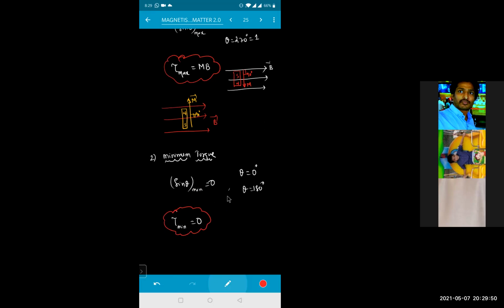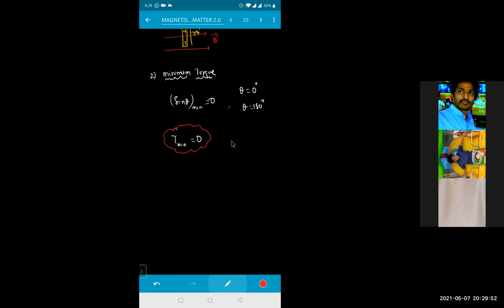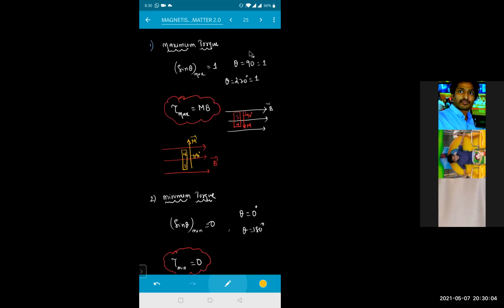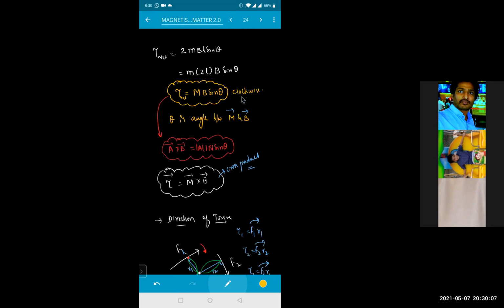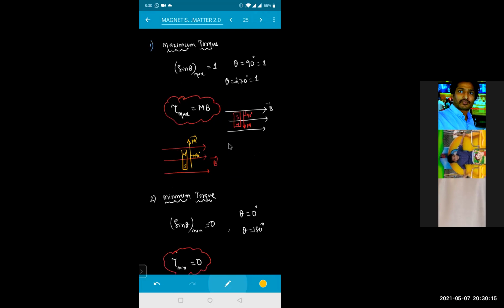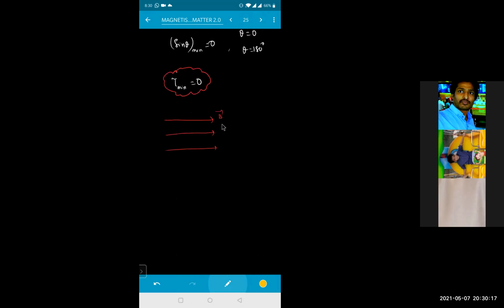Either it's 0 degrees or 180 degrees for theta. So what is theta actually? Can you tell me? Theta is the angle between the magnetic dipole moment and the magnetic field. See, this is your magnetic field.